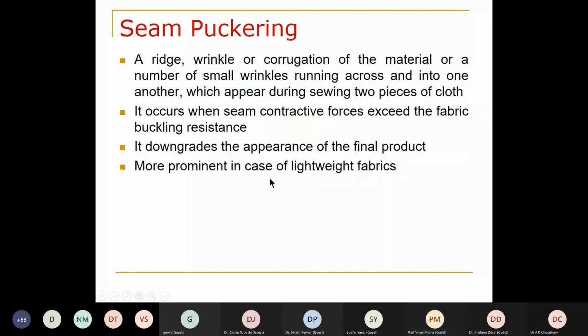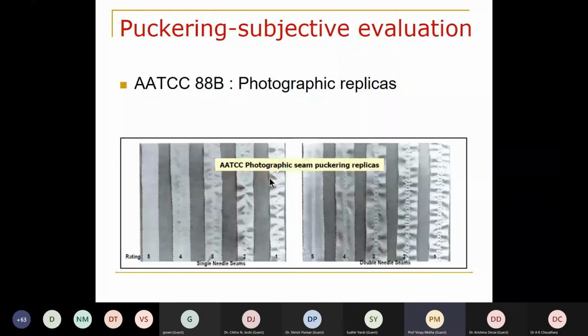For the evaluation of puckering, we have a subjective method, AATCC 88B. Photographic replicas are there with a rating of 5 to 1. 5 means low puckering and 1 is high. Same replicas are available for the double needle seams also, from 5 to 1.